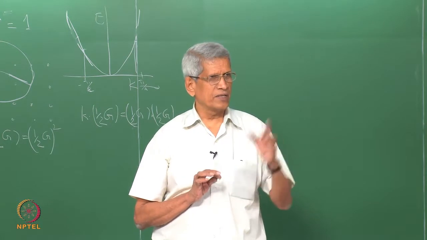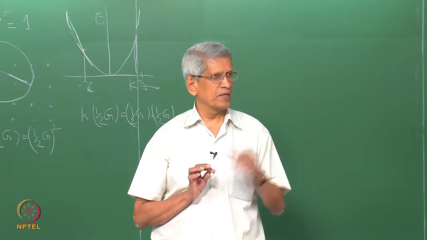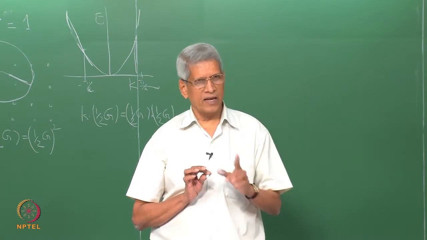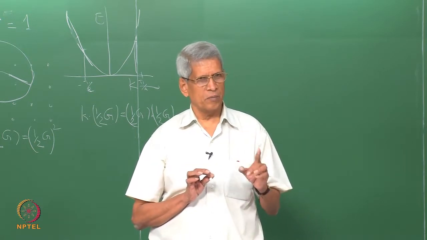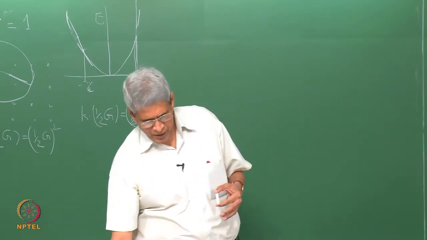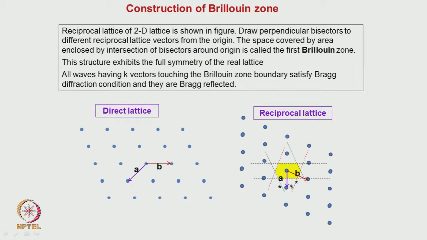How is the Wigner-Seitz cell constructed? The Wigner-Seitz cell is a primitive cell, okay, in the real lattice which exhibits all the symmetry of the lattice. Similarly, in the reciprocal lattice, we have the Brillouin zone. This is called the first Brillouin zone, then you have the second, third, like that. This is for a two-dimensional lattice; we can construct it for a three-dimensional lattice also.